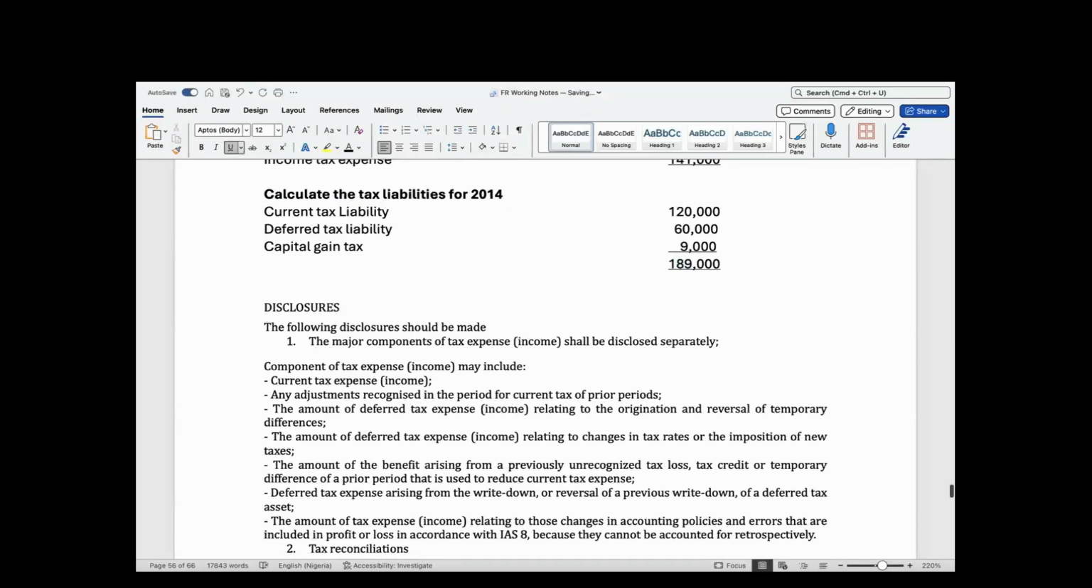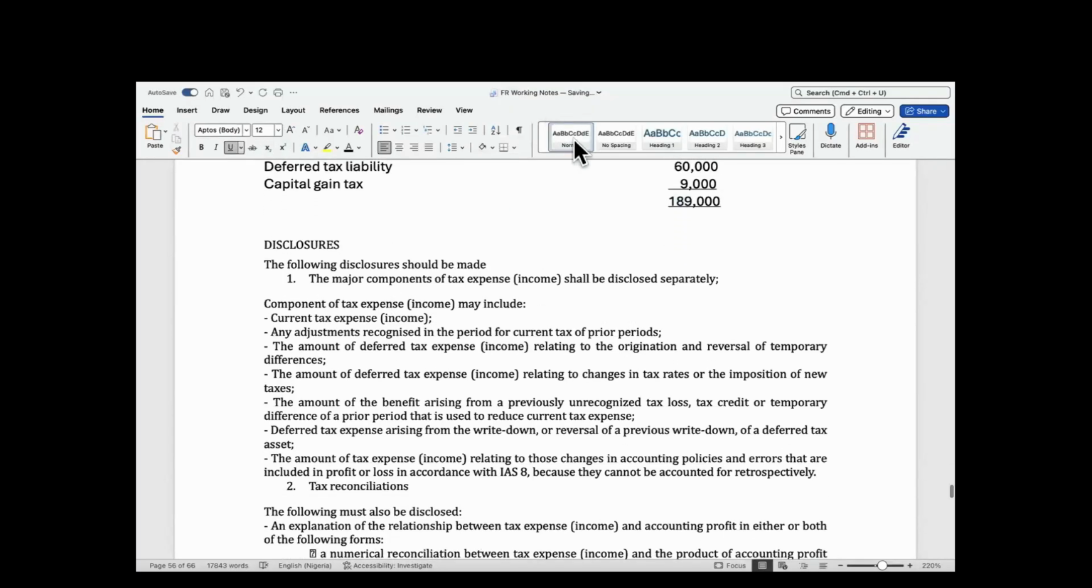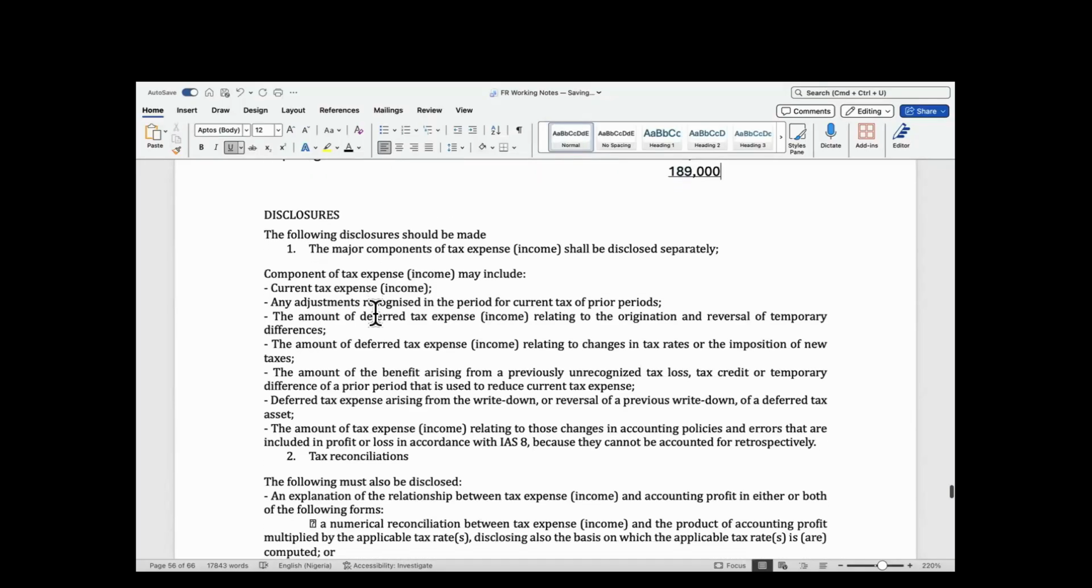Now, before we solve questions on deferred taxes, I just want to show you the disclosures for income tax.